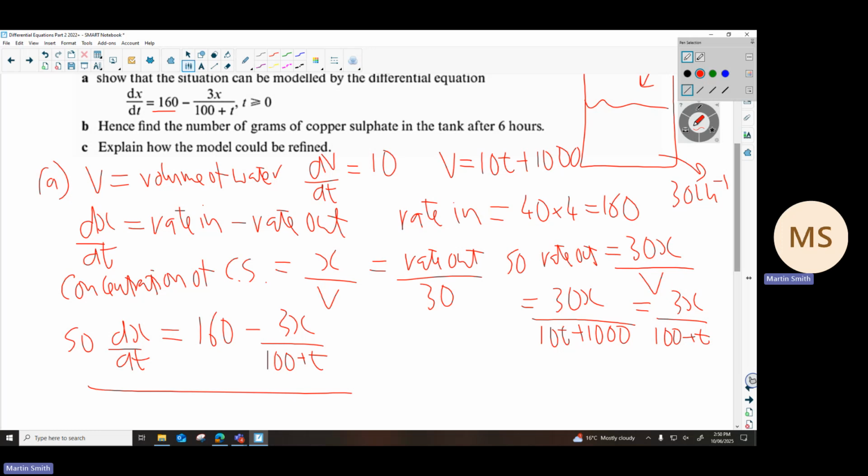So this is not straightforward, folks. You've got a complicated situation. You've got to work out the rate at which the copper sulfate is going in. That's constant. The rate at which it's flowing out varies. You need to take into account that the volume of the liquid will be changing.